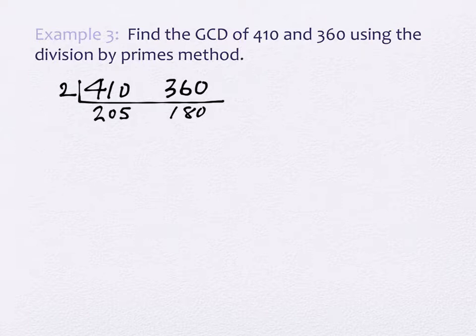They're not both divisible by 2 anymore though, right? No. So we go up the chain of command of primes. 3? No. 5? Yes, they will both divide by 5. Okay, so now we're going to divide by 5. What is 205 divided by 5? 41. And 180 divided by 5? 36.